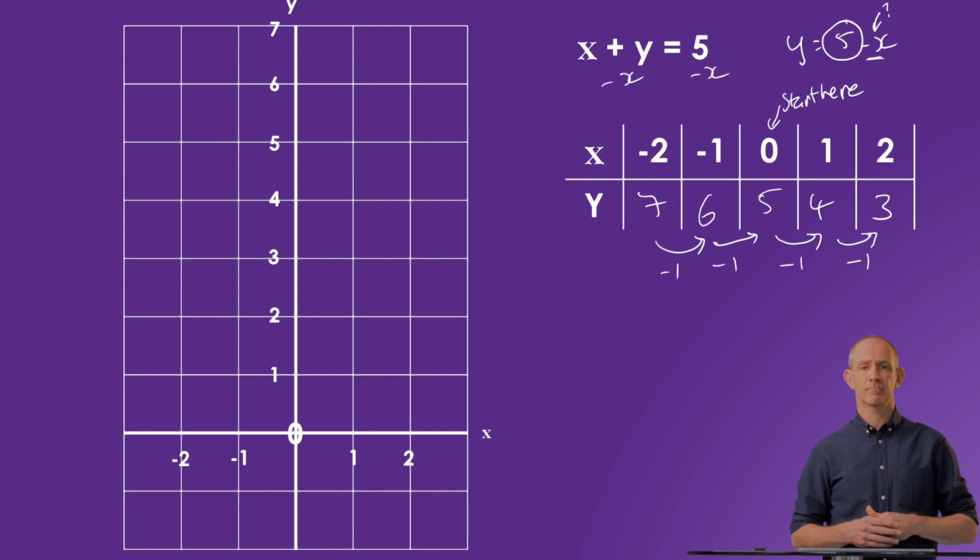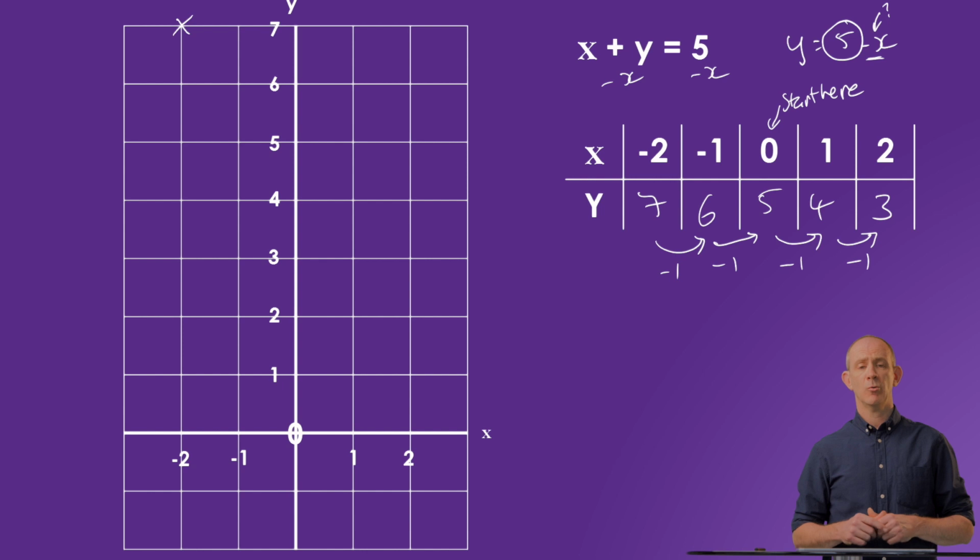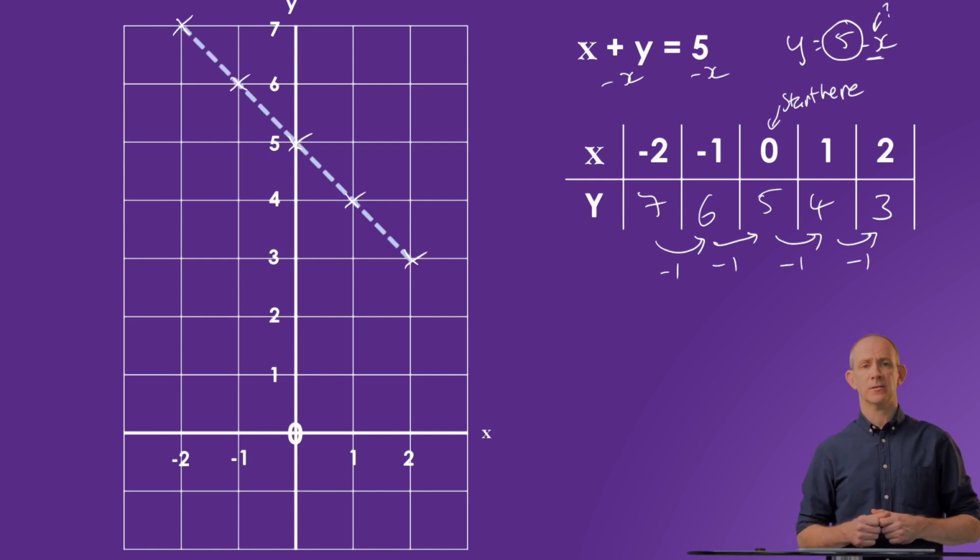and 7. We can then plot those on the grid, where x equals minus 2, y equals 7, where x equals minus 1, y equals 6, x equals 0, y equals 5, x equals 1, y equals 4, and lastly where x equals 2, y equals 3. We can then draw the line like this, which will go through all the points and be a straight line.